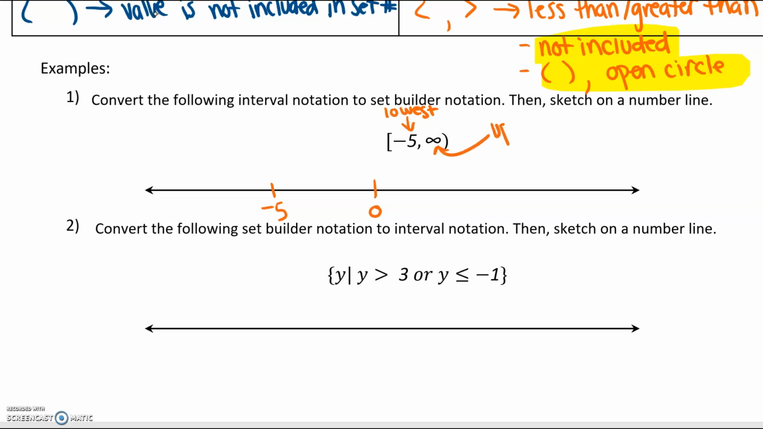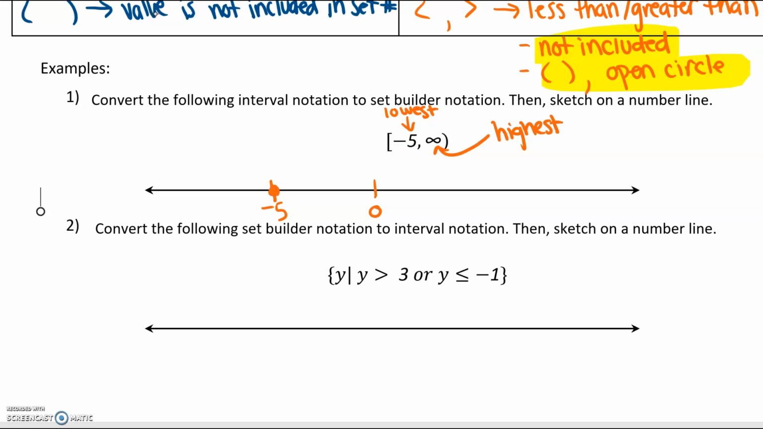And this is the upper bound, or better yet, the highest number you can have in the set, right? That's what we talked about above. So to sketch it on a number line, -5 is the lowest number it can be. And then note the bracket. Bracket means it's included. So -5 is part of our set, so we're going to fill that in.